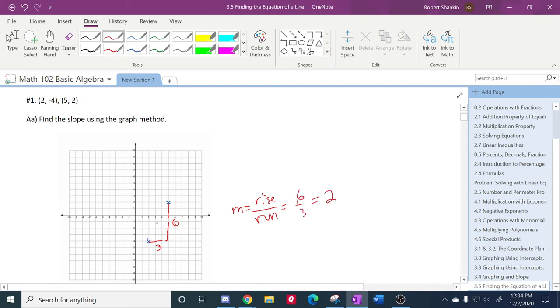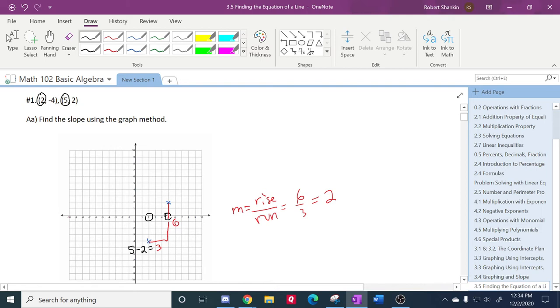Let me point out an alternate way that I could have gotten these 3 and 6. If I look at the x coordinates of these 2 points, that 2 is here and the 5 is here. And I could have gotten this 3 by taking the rightmost of the second point minus the first. And that gives you that.